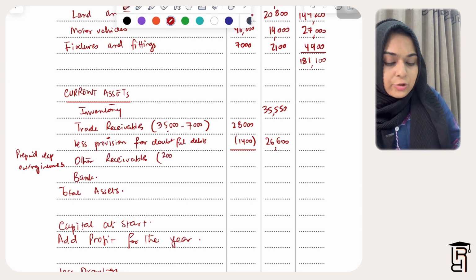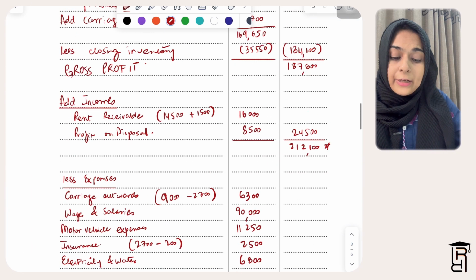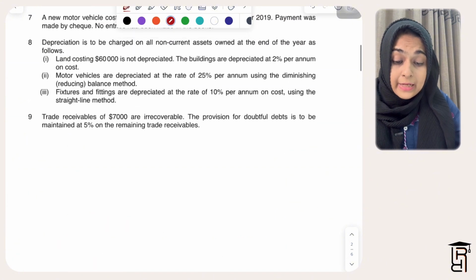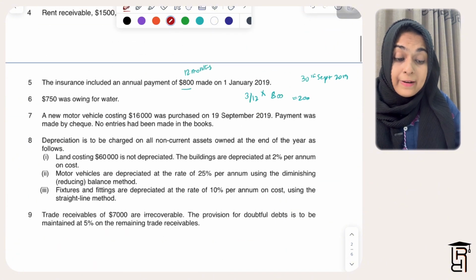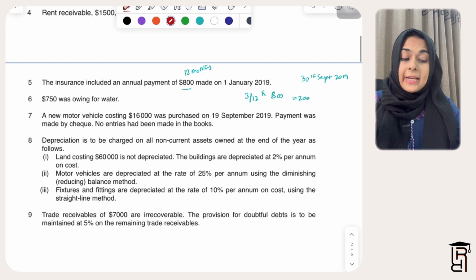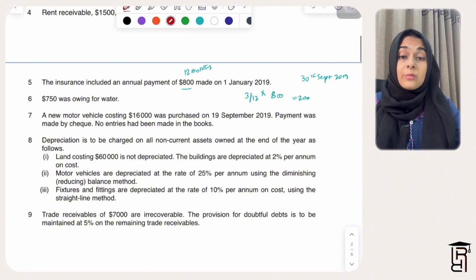In this case, insurance, we paid insurance for a year and 200 was prepaid. So this is point number 5, because 800 we paid for a year, 3 months we did not use up, 9 months we used up for the current year. So 3 months, October, November and December, 200 was prepaid.